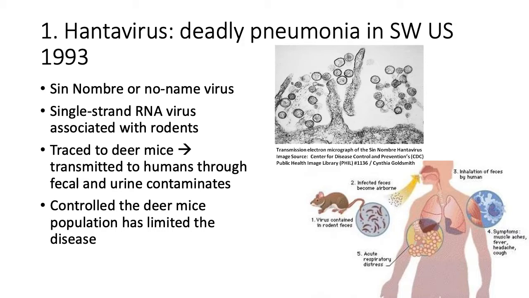So these people maybe didn't live in the greatest of conditions, or they were in populations of humans where the infestation of deer mice was high. So what they did is they took out the deer mice, and then the disease rate went down.